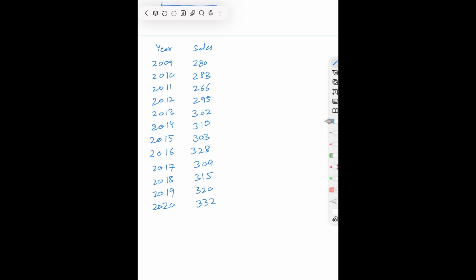So what we will do? We have to calculate 3 yearly moving average. I will come to the part of the moving average, but let us say we have to calculate the 3 yearly average. So what we will do? We will take the total of these three figures, the total of these 3 years, and divide it by 3.